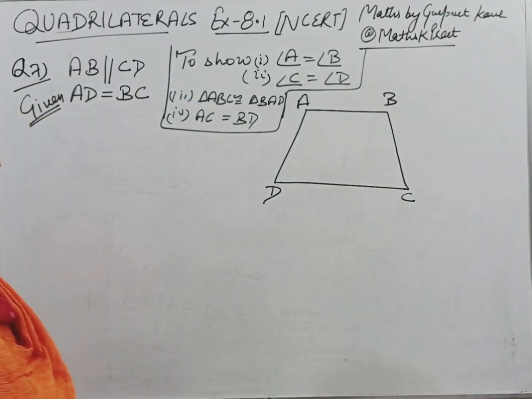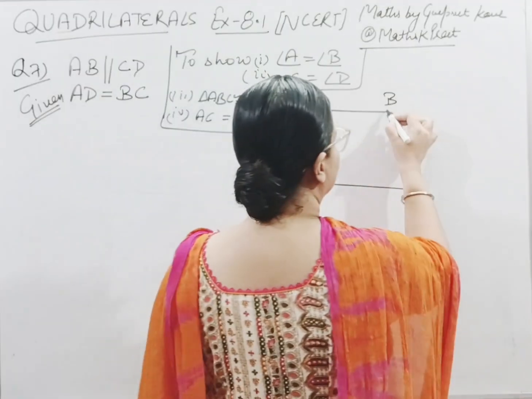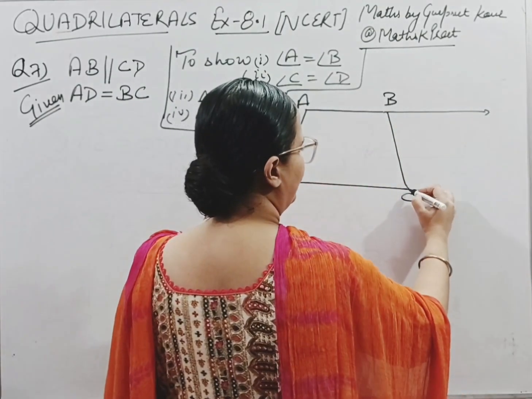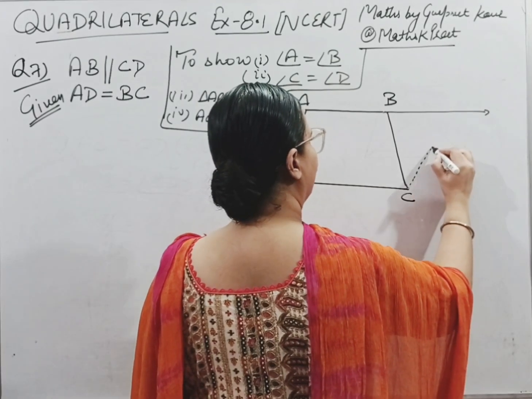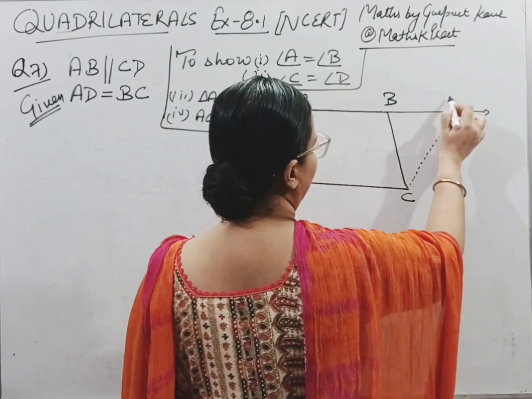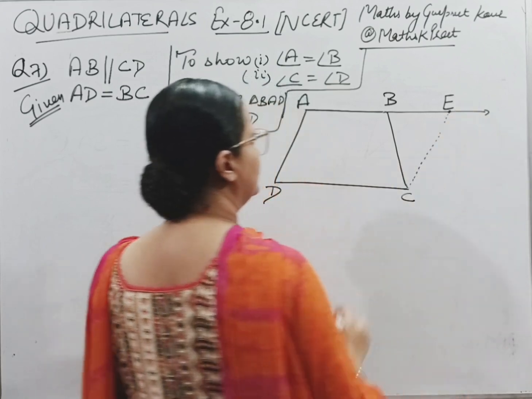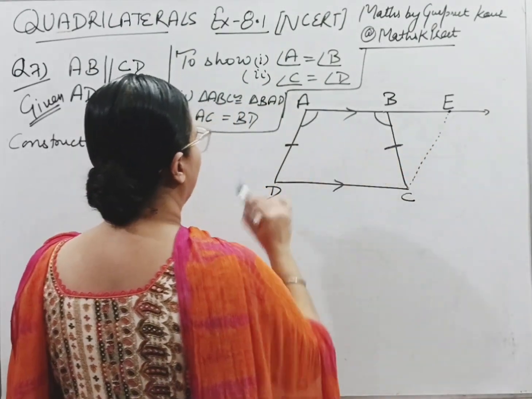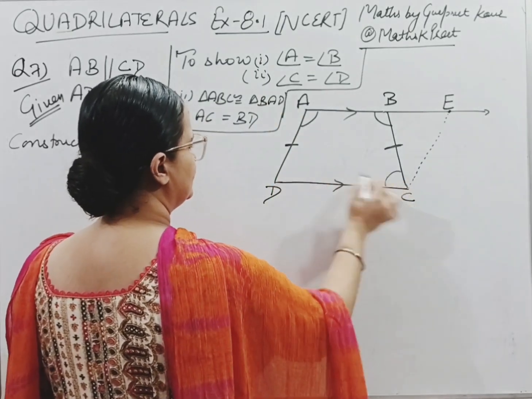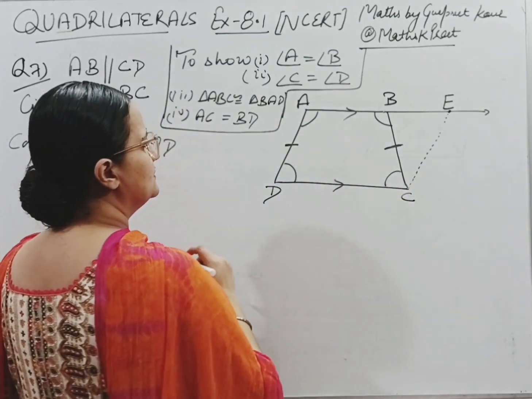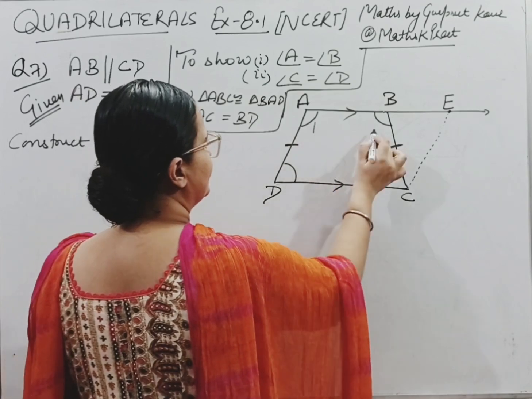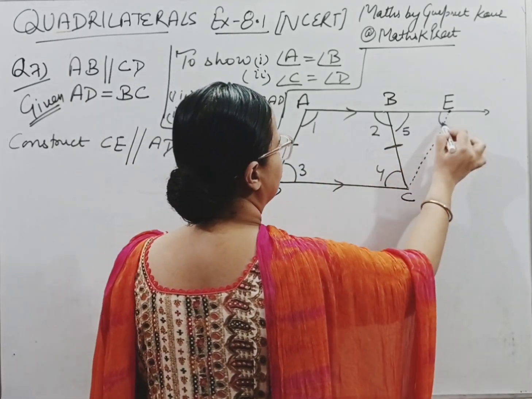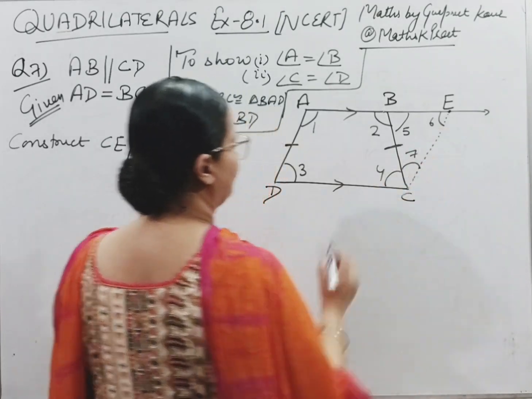A hint is given in the question that we will extend the side AB, and from point C, we will draw a line that will meet this extended line at point E. This hint is given along with the question. In part 1, we have to show that this angle is equal to this angle, and in part 2, we have to show that angle C is equal to angle D. To make it easy, let's name these angles as angle 1, 2, 3, 4, 5, 6 and 7.